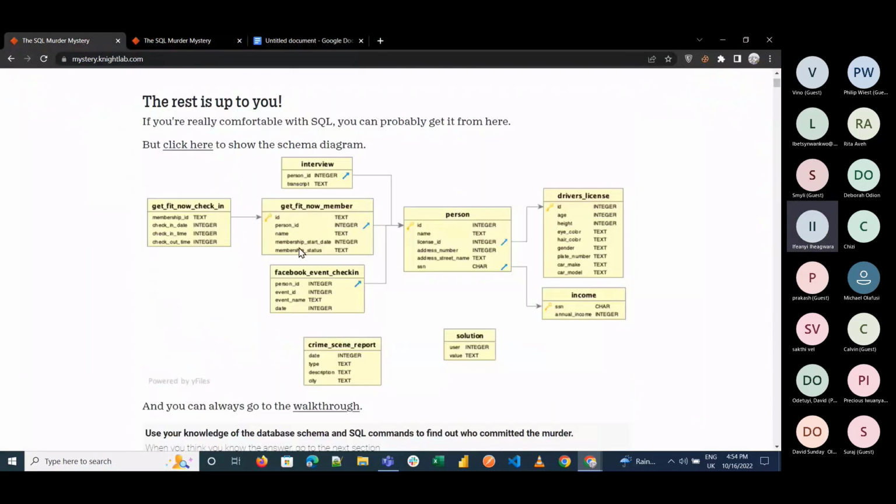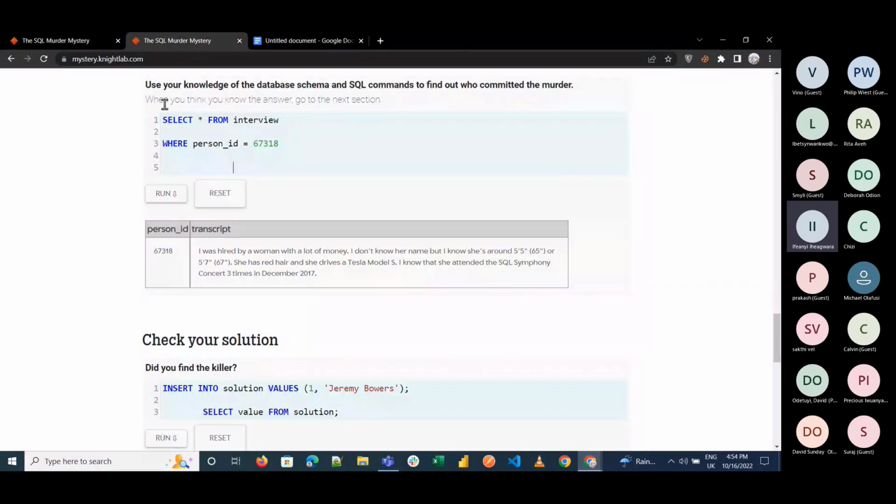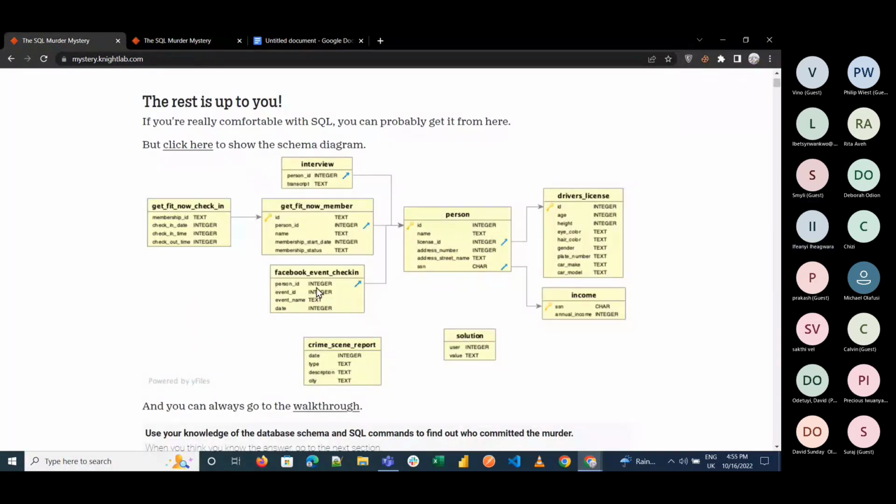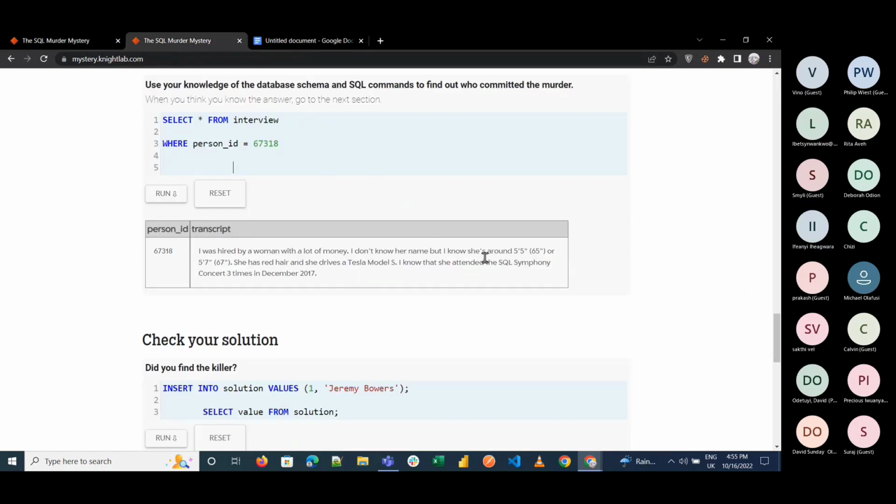So if you want to find out who hired her. Oh, okay, so there's a Facebook check-in table. But we don't have an ID number to find out the person's check-in. Use the crime report solution, the income. Okay, so SSN. Let's take a look at that SSN table, or the income table, to see.